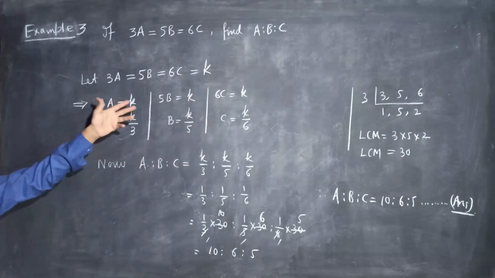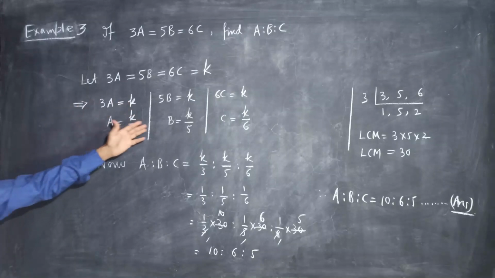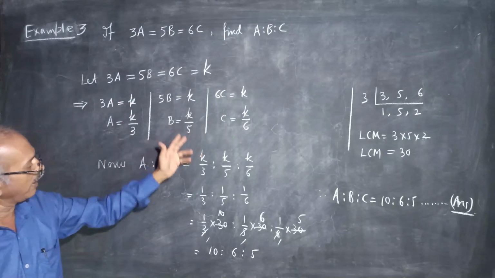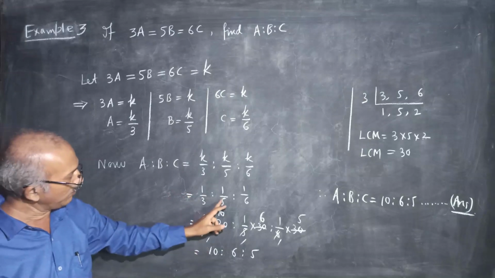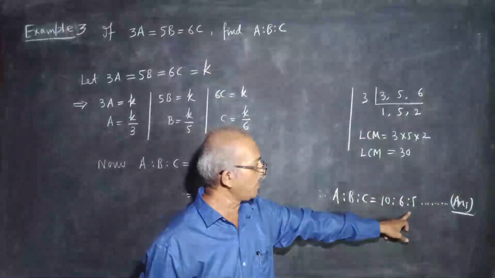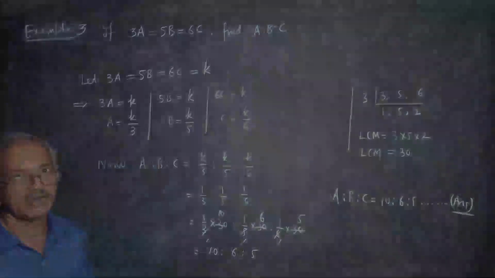So, like that you can equate it to K. So, you will get A, B, C. Then you take the ratio, substitute the values, then convert it to simplest form. So this is already in the simplest form. So this is your final answer.